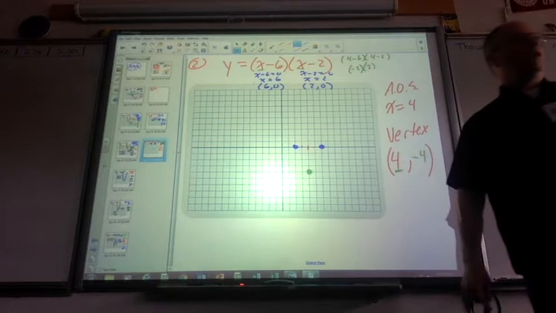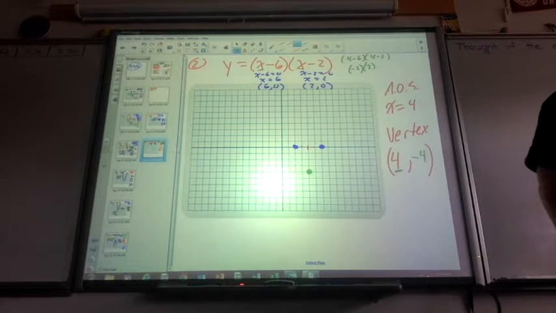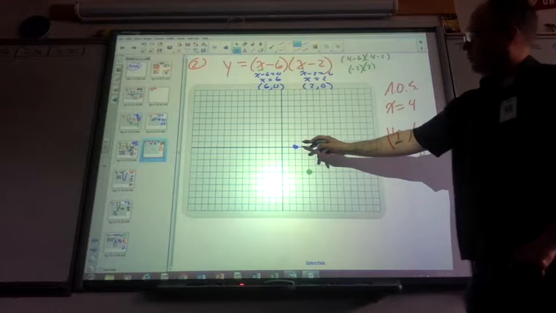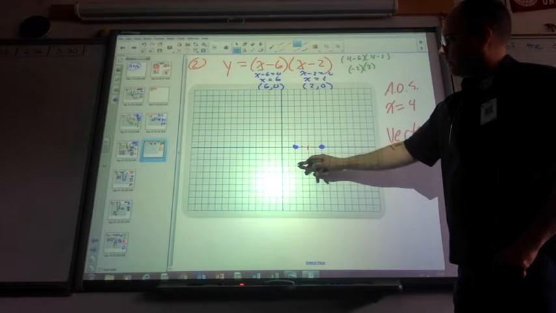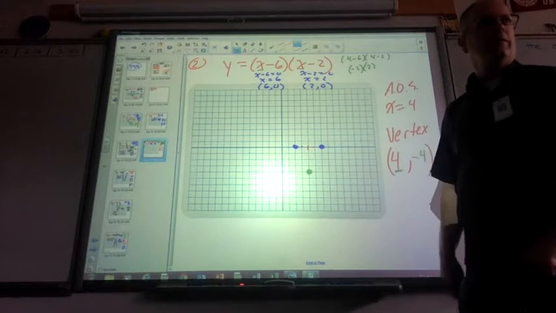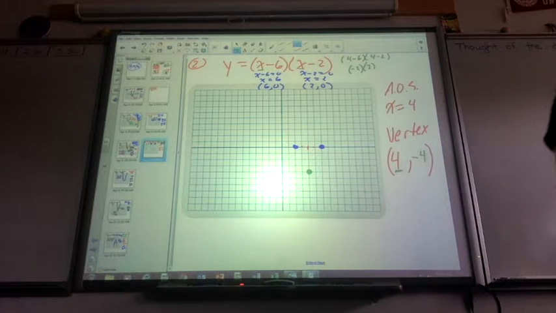Ooh, can you count down? Yes. Why can you count down? Why would your pattern graphing work on this one? Because it's not multiplied. Yeah. So you count down 1, 2, 3, right 1. Count down 1, right 1. Perfect. Good for you for seeing that.